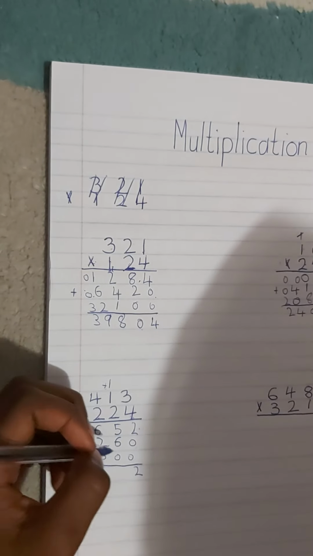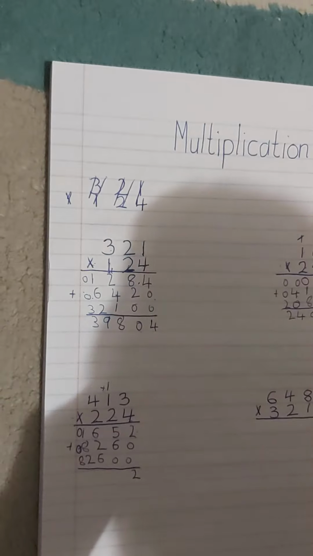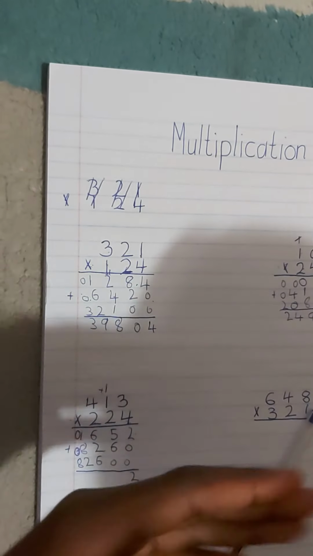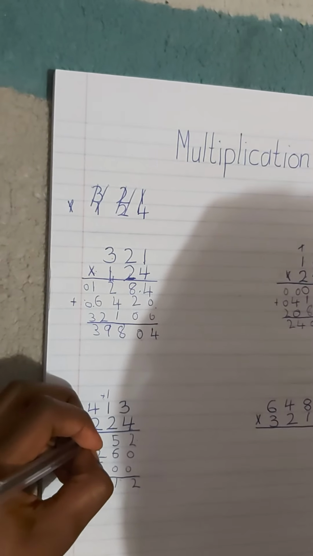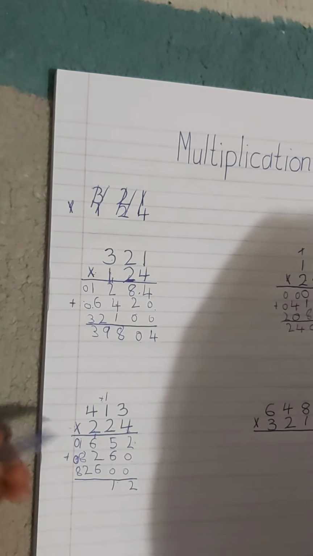5 plus 6. People who have problem with doing it, count 6, 7, 8, 9, 10, 11. 11. I write 1, then carry 1. 6 plus 2 is 8.